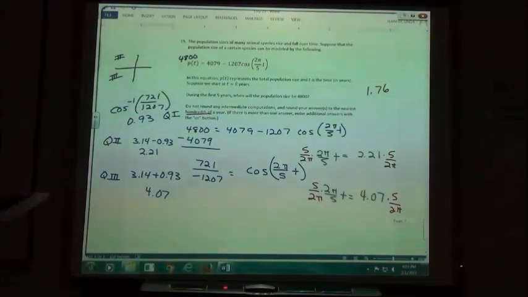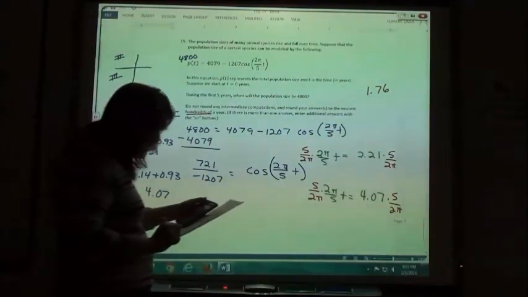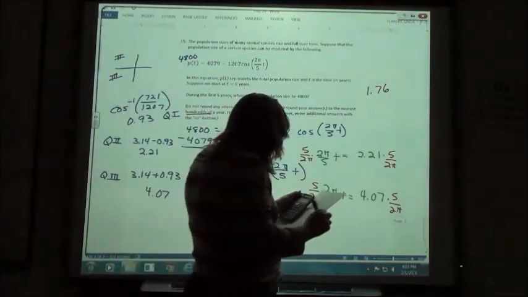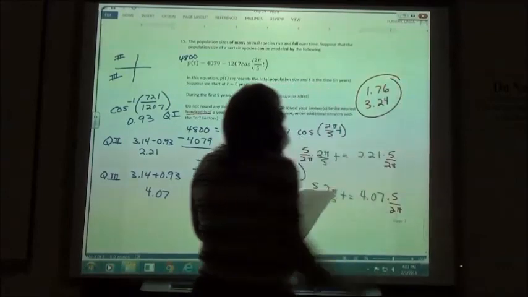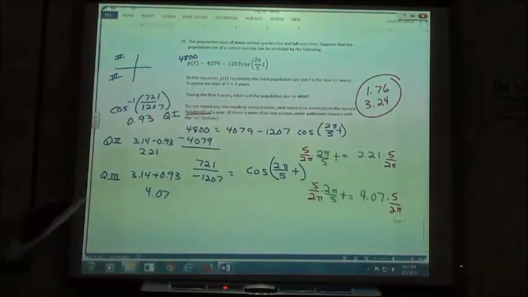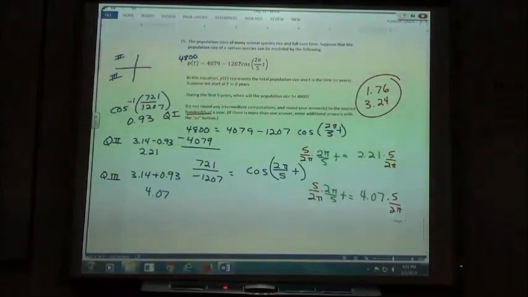Then I'm going to do 4.07 times 5 divided by 2 shift pi. So 4.07 times 5 divided by 2 pi gives me 3.238, so 3.24. So at 1.76 years or 3.24 years, the population is going to be 4,800.